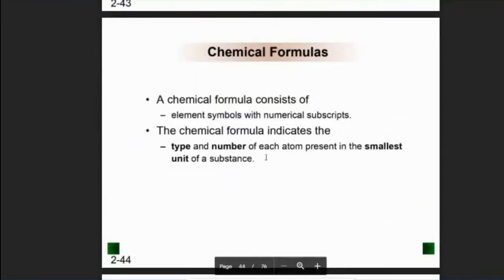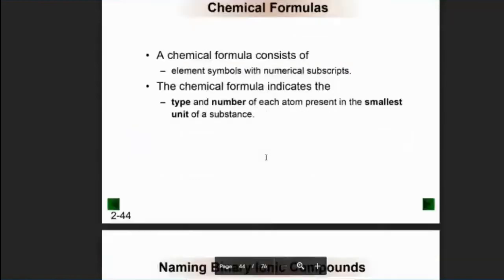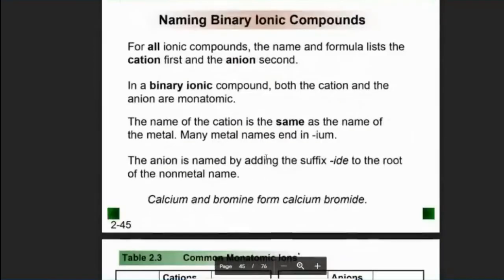Okay, chemical formulas, right? You know what they are. They tell us the element and how many of each element's inside of it. Right? They don't give a ton of information, but they do that for us. All right, so now we're going to do some what we call nomenclature. And we're going to deal with binary ionic compounds. I believe that we'll just do the binary for all these. Some simple concepts that come through here.